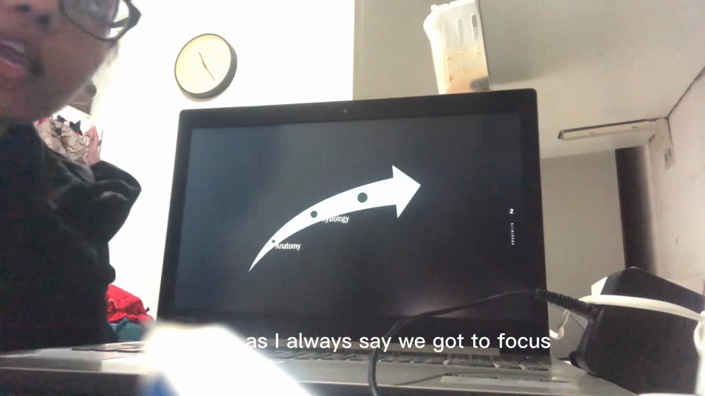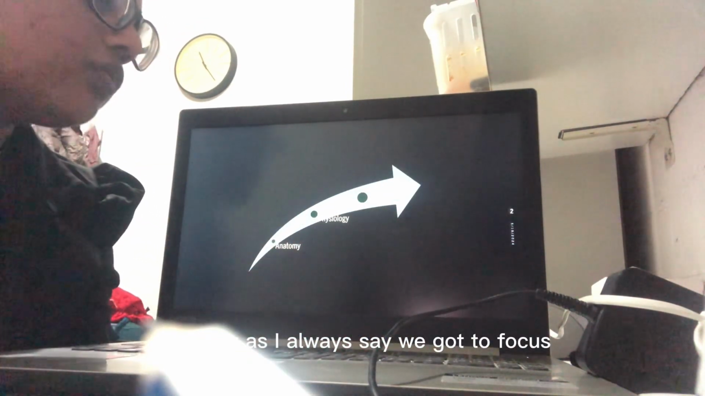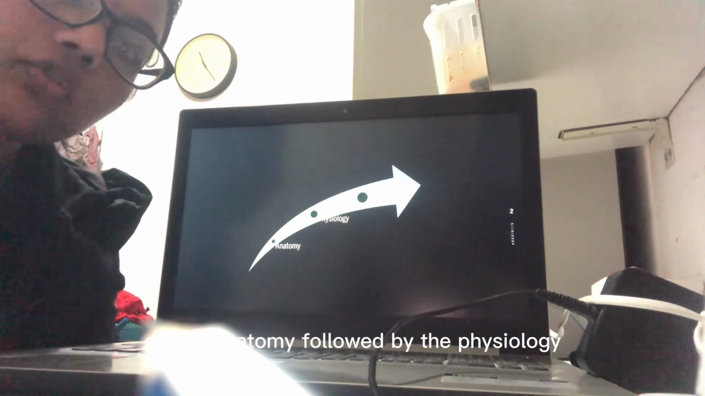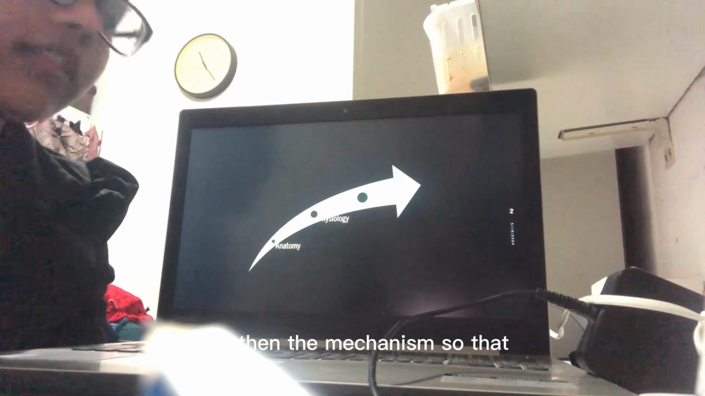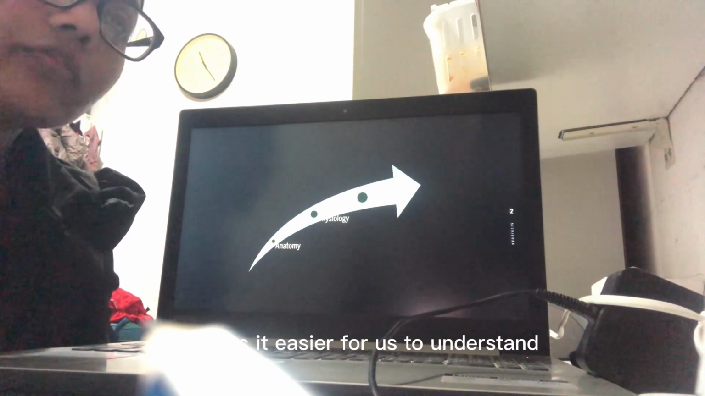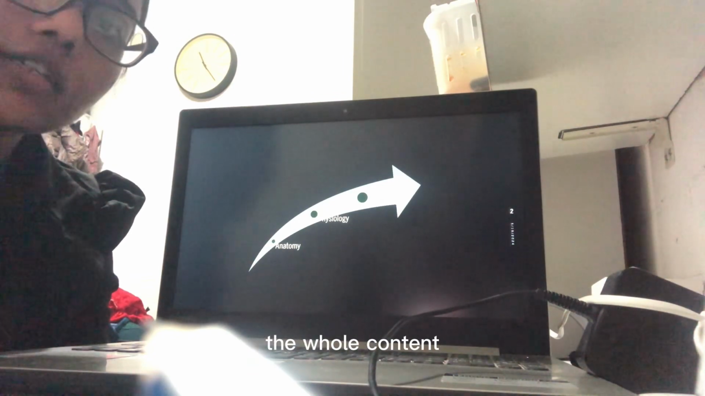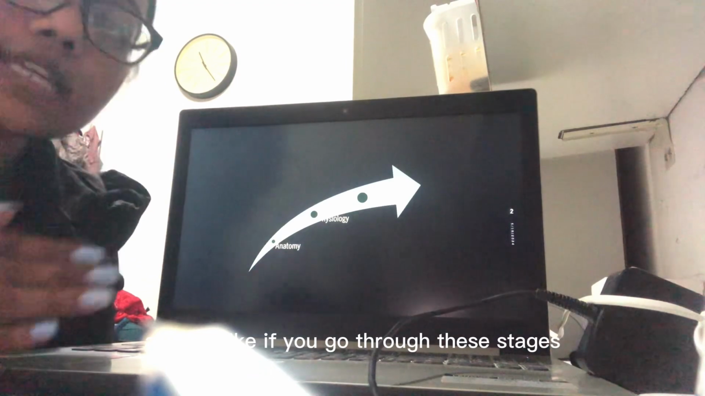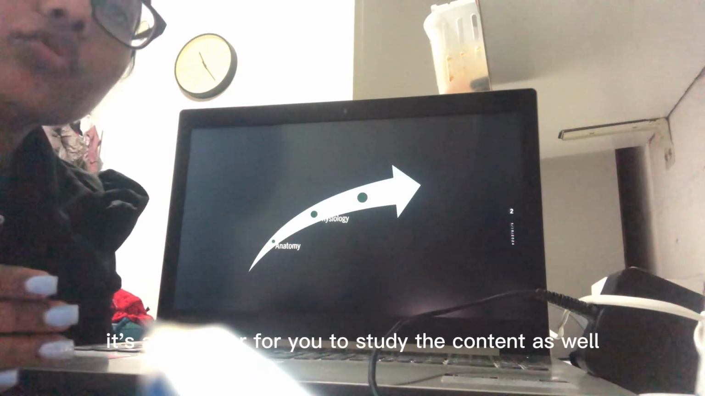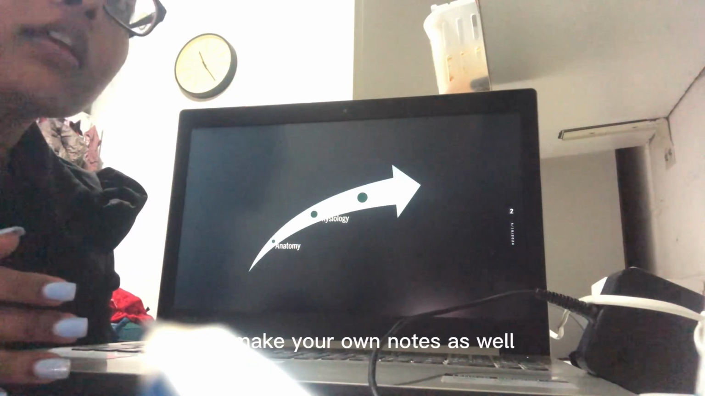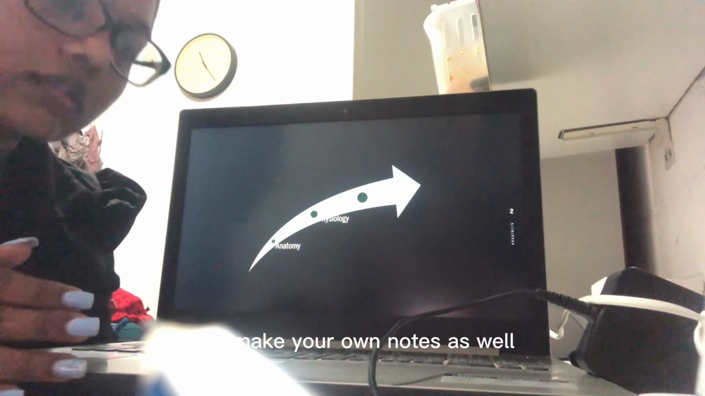So firstly, as I always say, we have to focus on the anatomy, followed by the physiology, and then the mechanism, so that it makes it easier for us to understand the whole content. If you go through these stages, it's also easier for you to study the content and make your flashcards and your own notes as well.